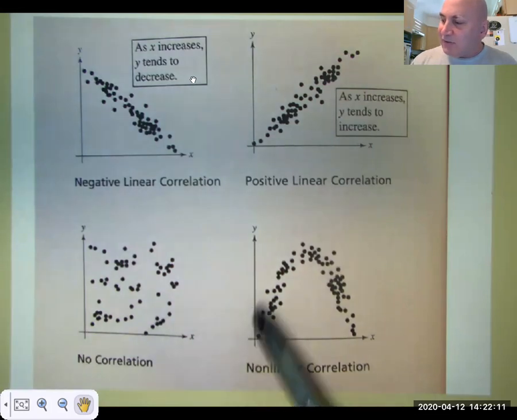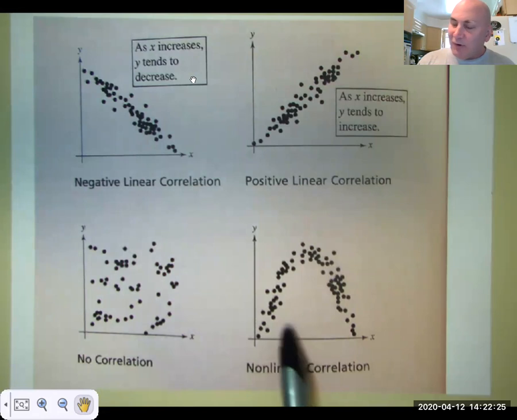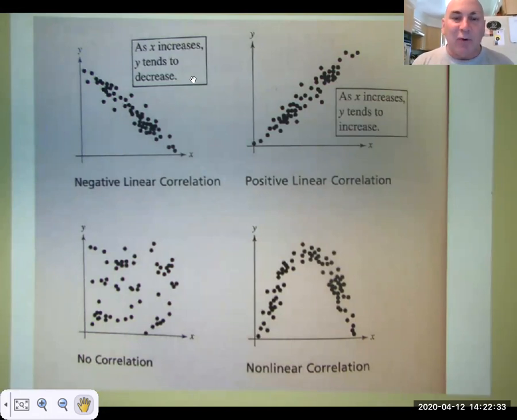Here, there's definitely a correlation. There's something going on with that data set. It just doesn't happen to be linear. So the way we're going to calculate r, the correlation coefficient, isn't going to be helpful for a data set that looks like this. This is why you must always, always, always plot your data before calculating r. And as these lessons continue, you'll see why.